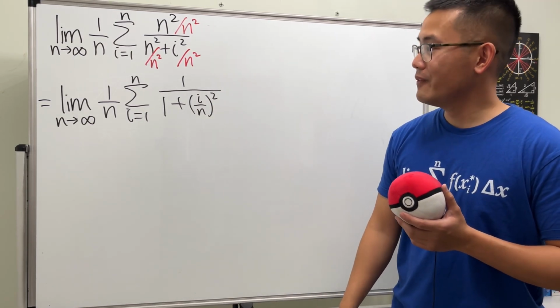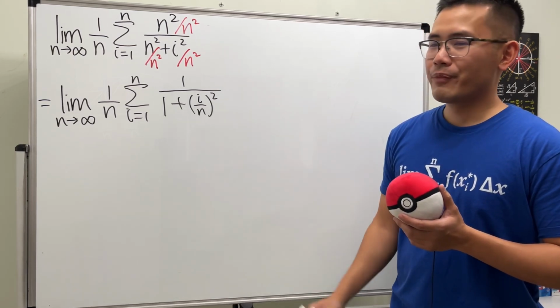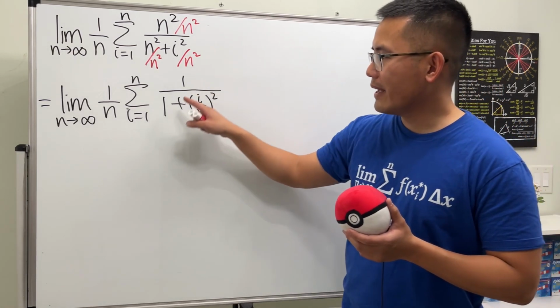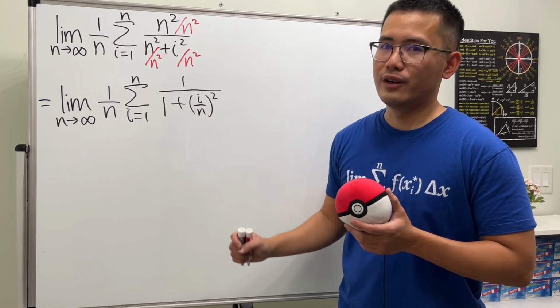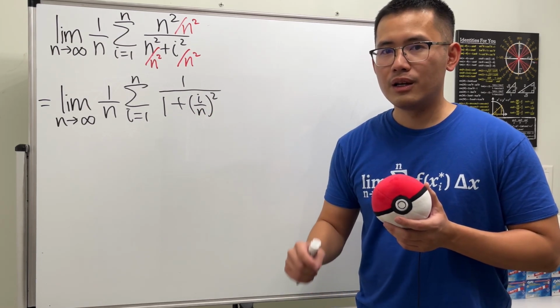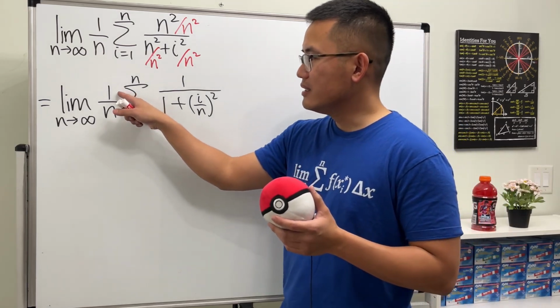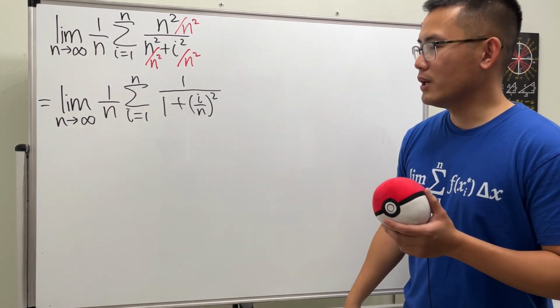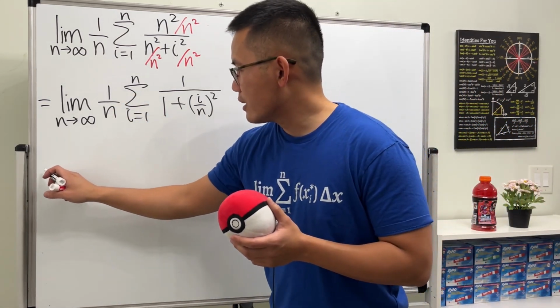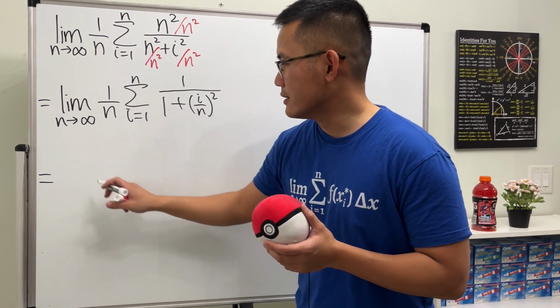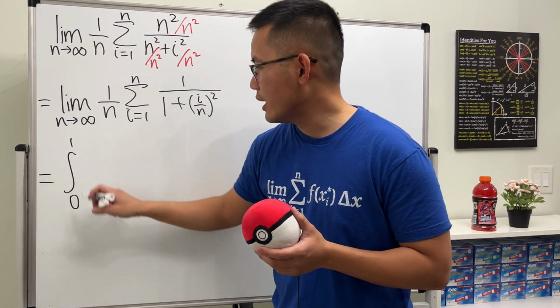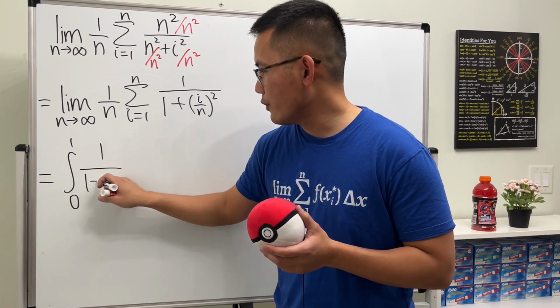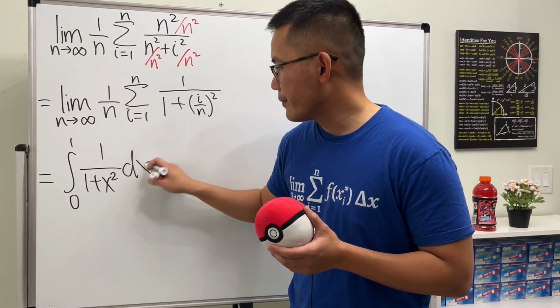Yeah. Very cool, huh? Okay, what's the function? 1 over 1 plus x squared. Going from where to where? 0 to 1, because right here, this is just 1 over n. Cool, huh? So, this right here, perhaps I'm just going to give you guys the integral. It's just going from 0 to 1, and then we have to integrate 1 over 1 plus x squared.